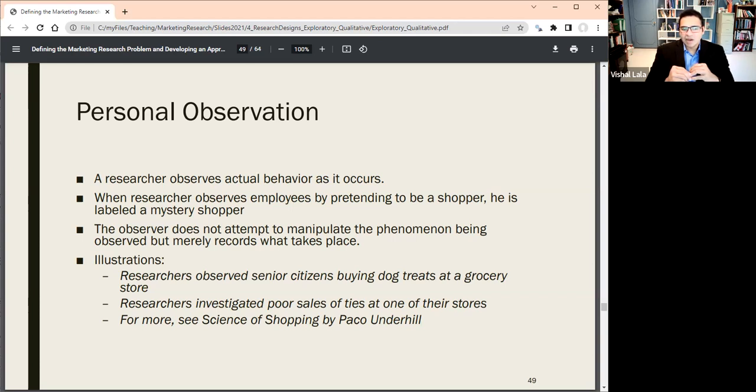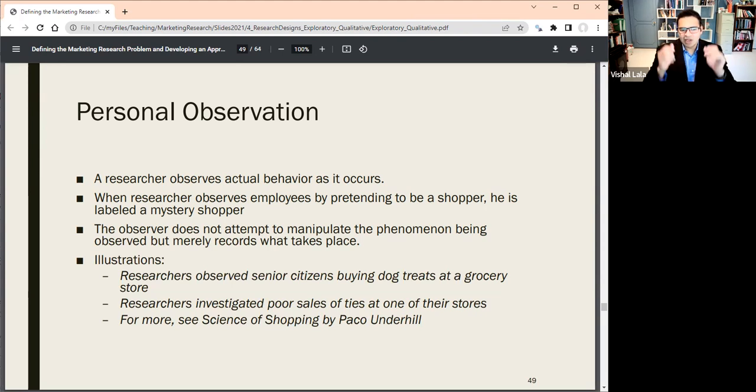Here are some examples of this. In one study, researchers were observing senior citizens buying dog treats at a grocery store to learn more about what makes them want to buy dog treats, or what we can learn about the placement of dog treats on grocery store shelves by watching people shopping.